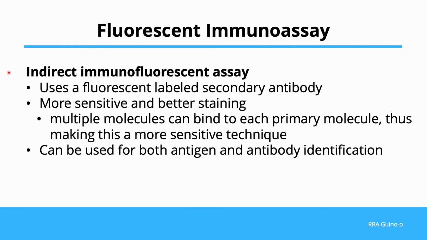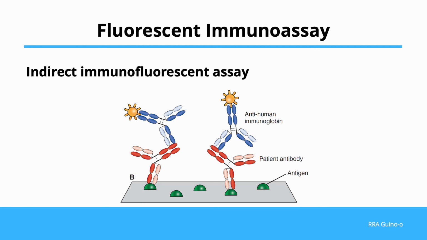Next, we have the indirect immunofluorescent assay. In contrast to the direct immunofluorescent assay, the indirect assay uses a fluorescent-labeled secondary antibody. This assay is more sensitive and produces better staining because multiple molecules can bind to each primary molecule of the antibody, thus making this a more sensitive technique. And this can be used for both antigen and antibody detection.